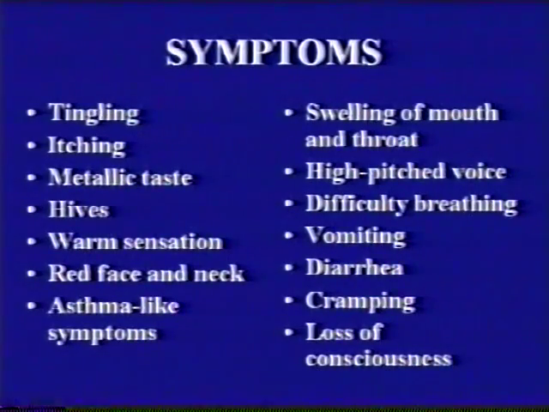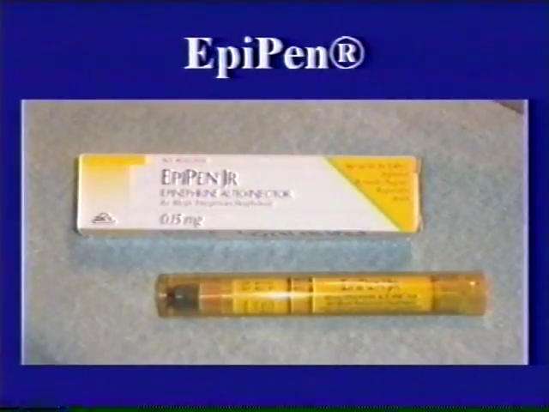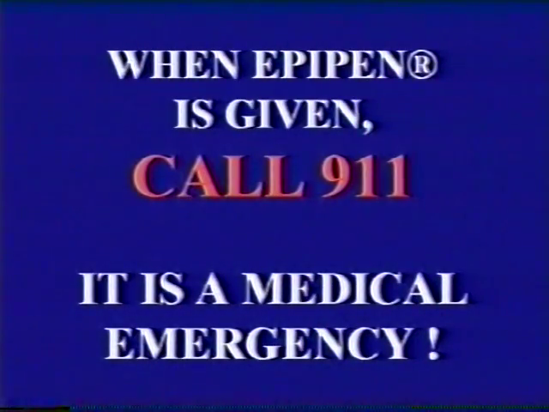An anaphylactic reaction may begin with a tingling sensation, itching, or a metallic taste in the mouth. Other symptoms may include hives, a sensation of warmth, redness to the face and neck, asthma-like symptoms, swelling of the mouth and throat area, a high-pitched voice, difficulty breathing, vomiting, diarrhea, cramping, and loss of consciousness. Benadryl may be ordered for mild allergic reactions, but epinephrine, delivered via EpiPen, is the drug of choice for treating a severe anaphylactic reaction. It is important to administer the EpiPen as soon as a severe allergic reaction is detected. And anytime EpiPen is used, it is a medical emergency and 911 must be called.